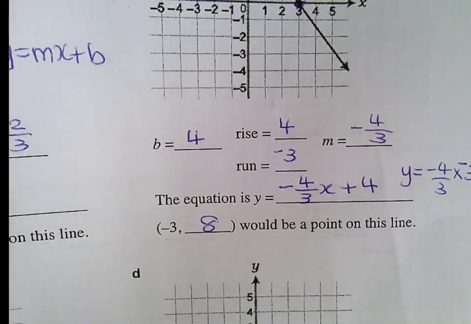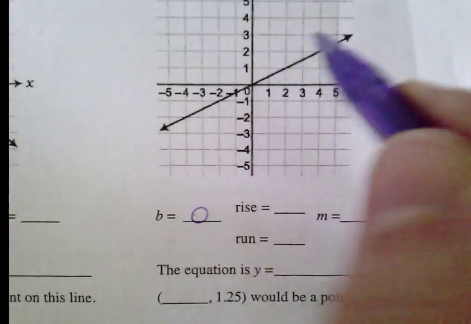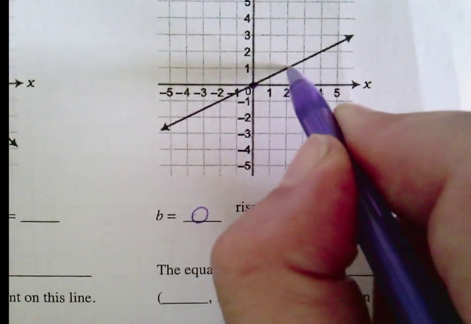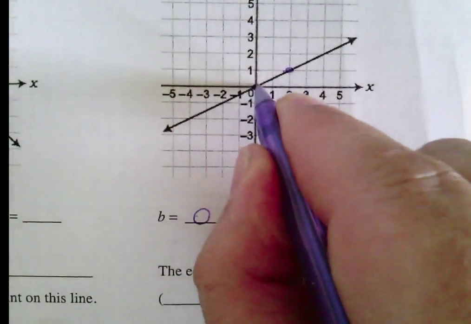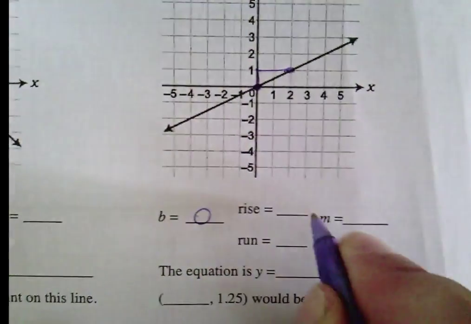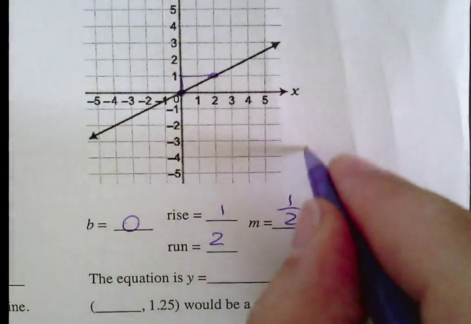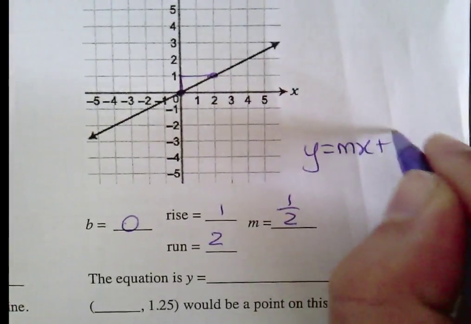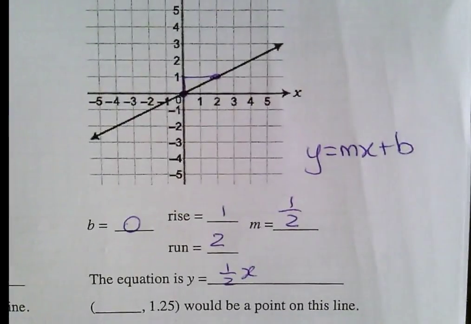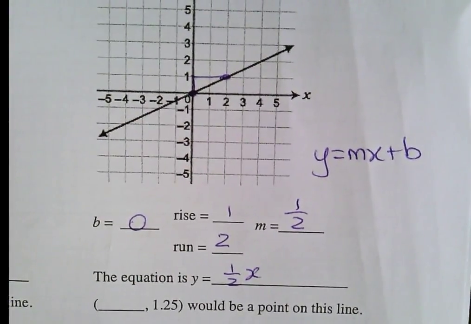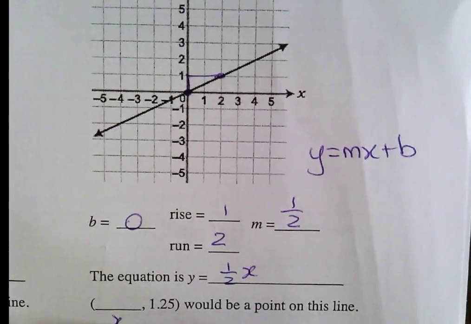And what I'm going to do is 0. And what's the rise over the run? That's a nice point, and so's that. So what's my rise? What's my run? 1/2. So we've got a half. So y equals mx plus b is going to be y equals a half x plus 0. I don't need the plus 0. Got the idea?